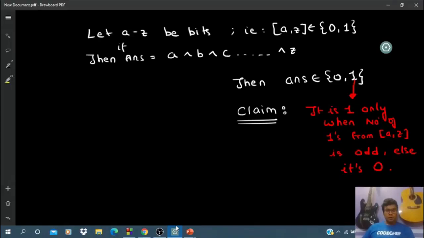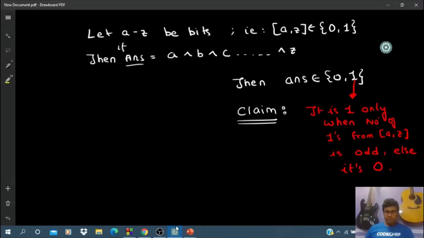So if you want to talk about the XOR of all of these combined, if you want to comment on the answer, what that answer will be if we XOR all of these bits together, then obviously, because these are bits, the answer will always lie from 0 to 1. Then our claim is that the XOR of these bits is 1 only when the number of ones from A to Z is odd. Otherwise, it's 0.